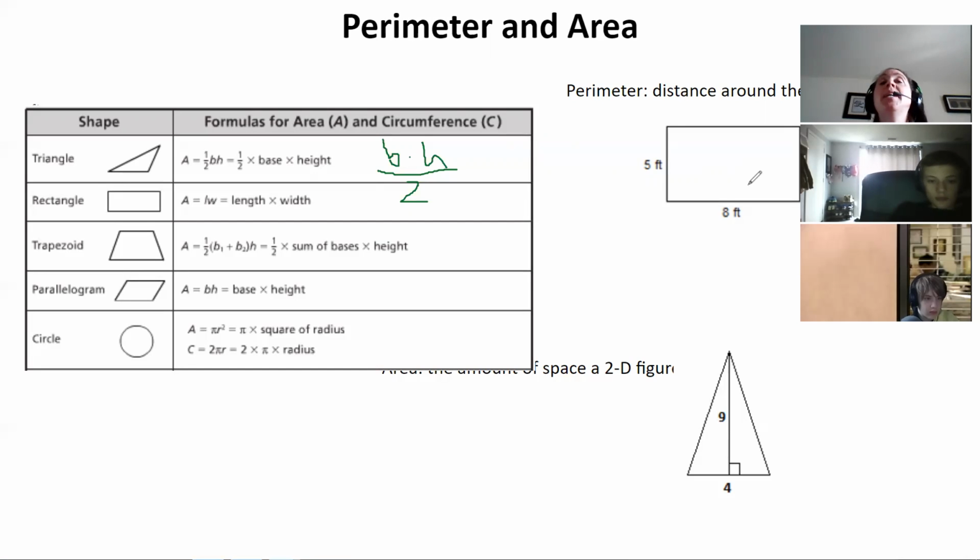Parallelogram is base times height. Then there's the area of a circle and the circumference right there.